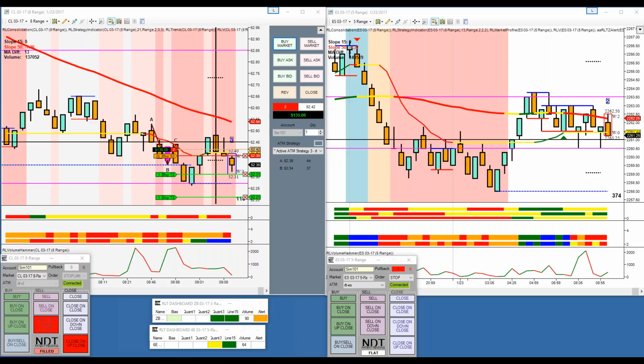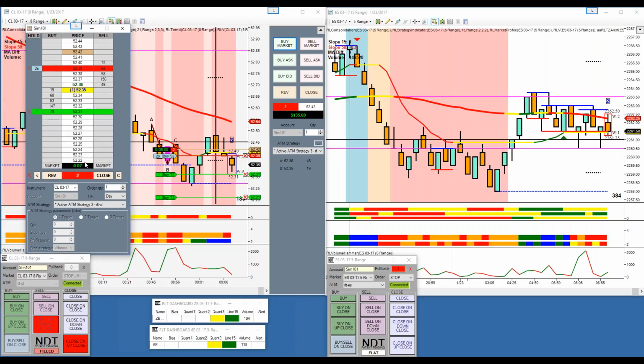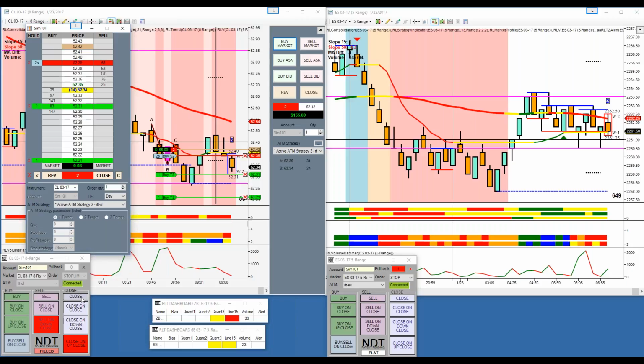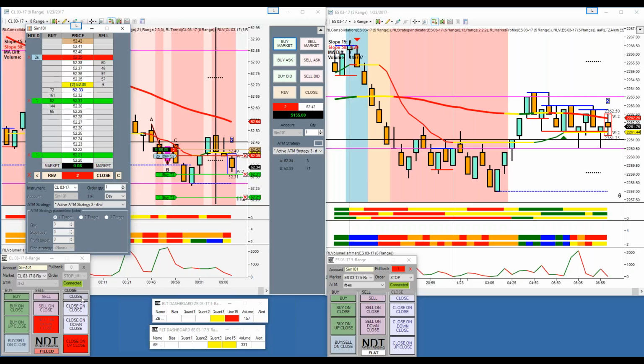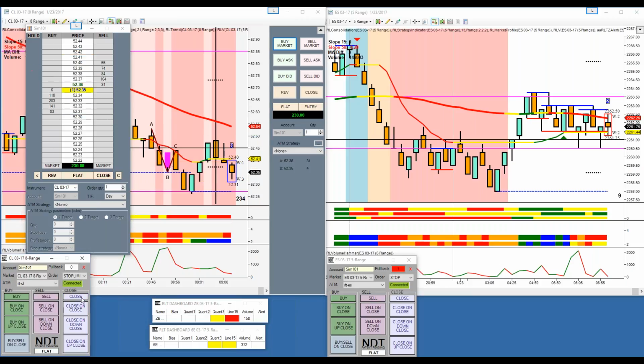I'm going to squeeze the trade a little bit. I'm moving the stop up to lock in 3. Well, let's close the trade. We're out.